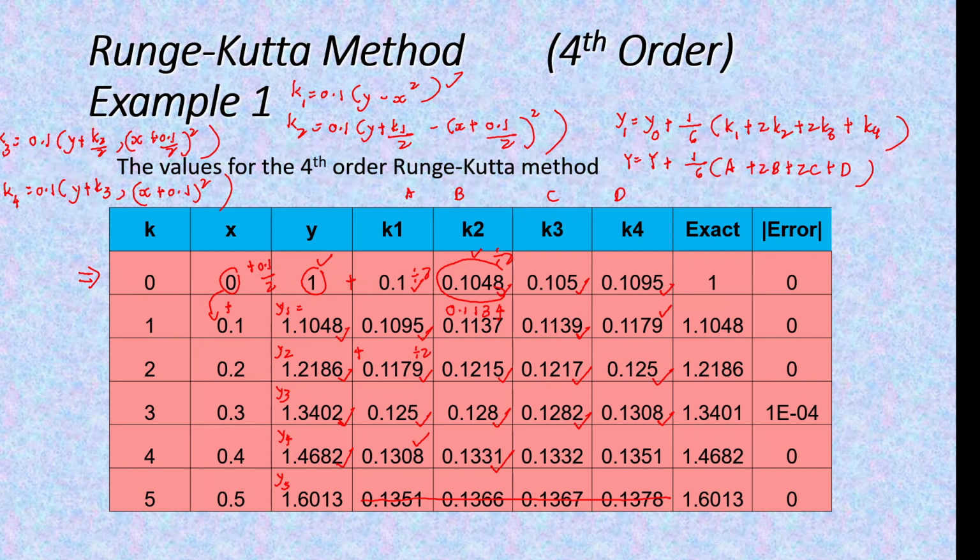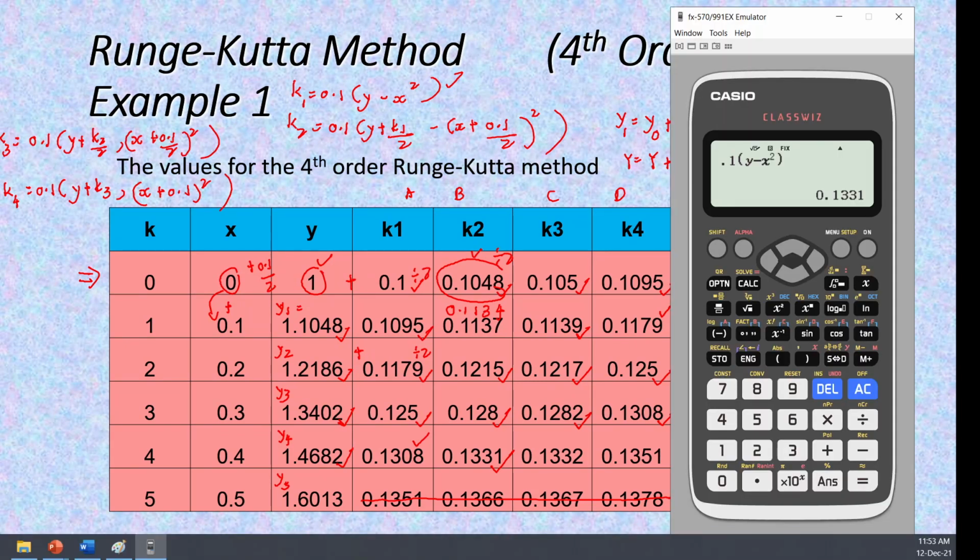Then calculate again for K3. For K3, y is y4 plus K2 divided by 2. So y is 1.4682 plus K2, 0.1331, divided by 2. The x in K3 is the same as the x in K2, so you just equal it. So you get 0.1332.